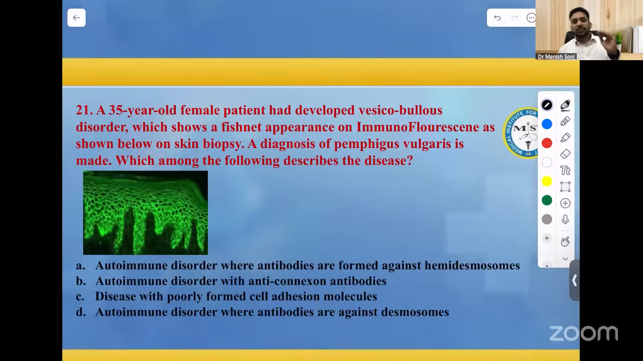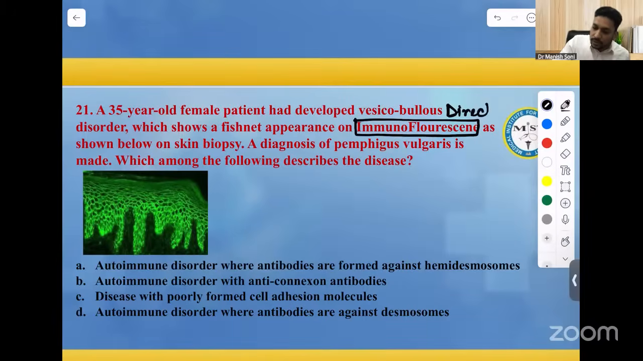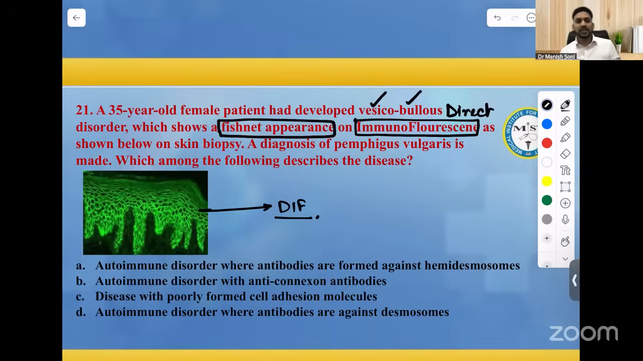If you look at this image, can you tell me which investigation has been done here? Immunofluorescence. Which immunofluorescence? Direct immunofluorescence, DIF. So they have done direct immunofluorescence. A 35-year-old female patient had developed vesicobullous disorder having vesicles and bullous lesions, which shows fish net-like appearance on direct immunofluorescence as shown in the image below. The diagnosis of pemphigus vulgaris was made. So diagnosis is also written. So patient of pemphigus vulgaris can present with fish net-like appearance on DIF.